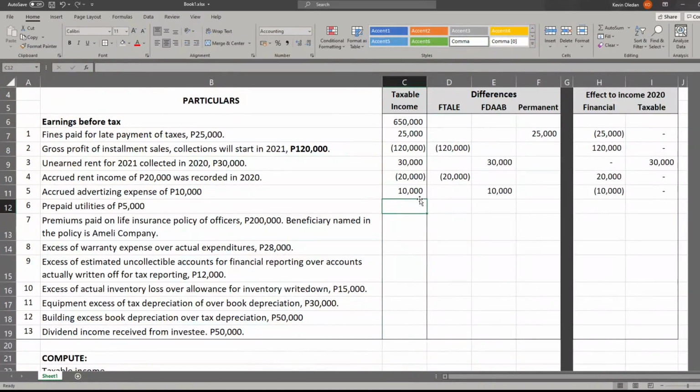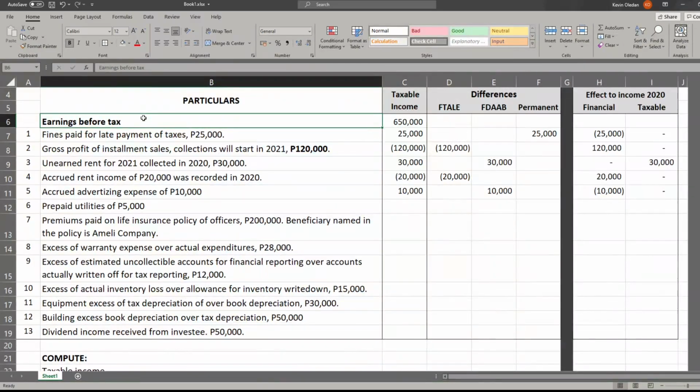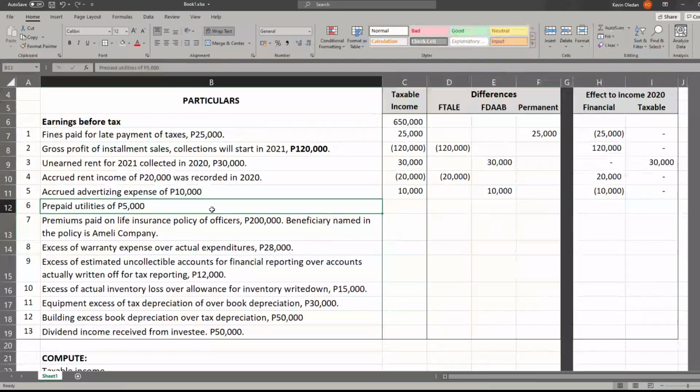Diretso na tayo sa number 6. Prepaid utilities of 5,000. Prepaid utilities meaning binayaran mo na ang isang expense pero hindi pa siya recorded sa earnings before tax because it's prepaid. It's not yet incurred. Kumbaga advance payment ng utilities.